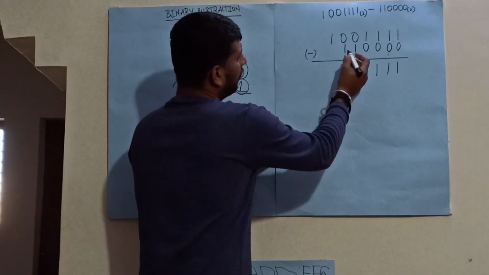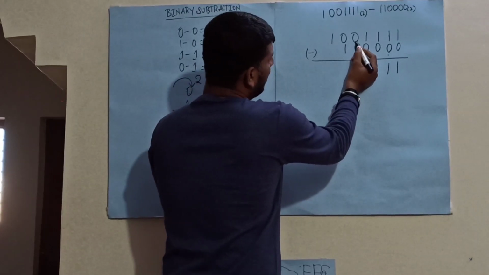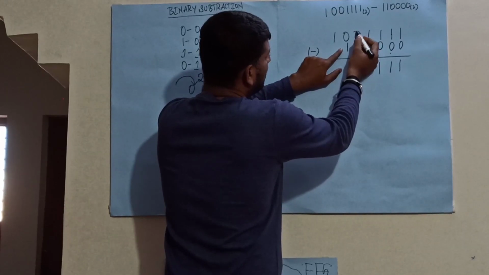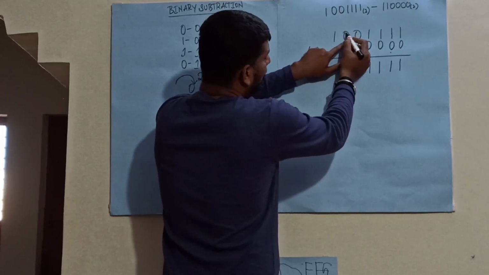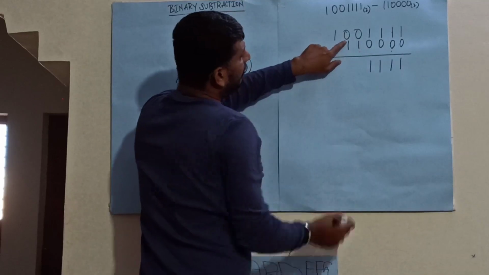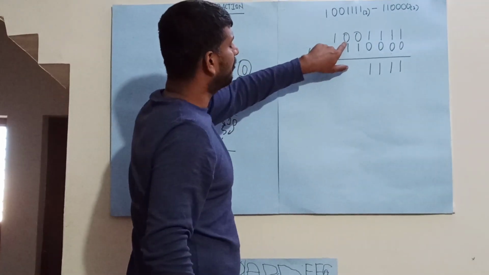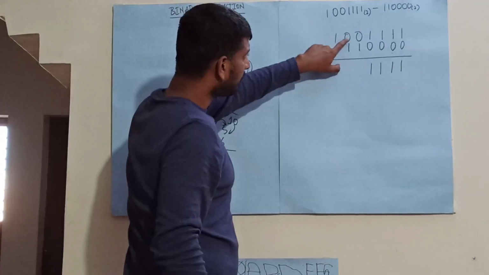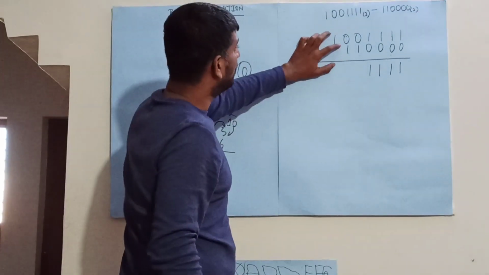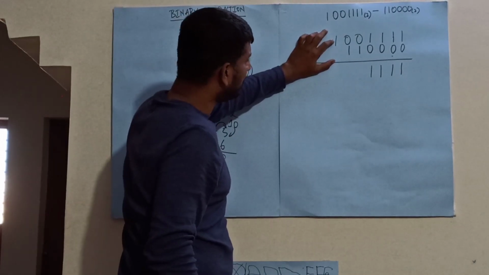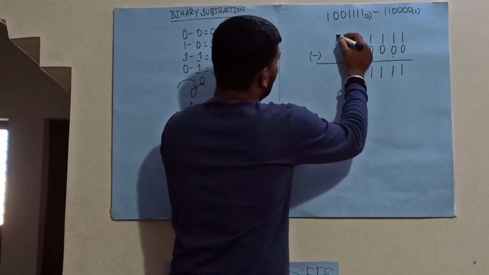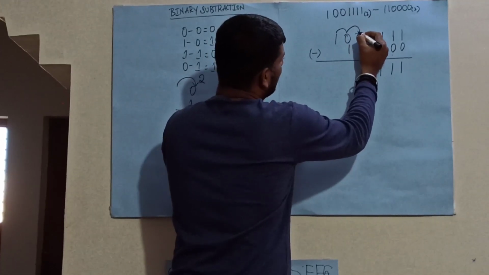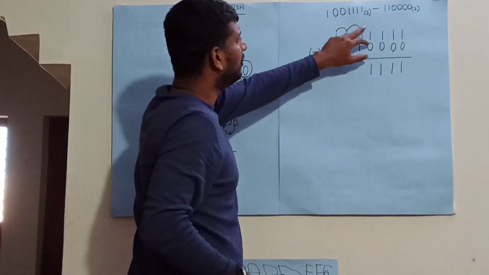Now I have 0 minus 1. Here I have to borrow from the next digit. If that value were 1, I could borrow it easily, but here the value is 0, so I cannot borrow. Next, I have to borrow from this particular digit. I have to move one value from this place to this one, and then from here move it to here.